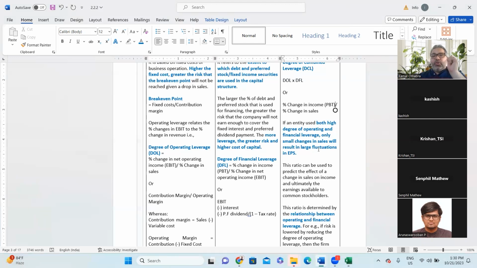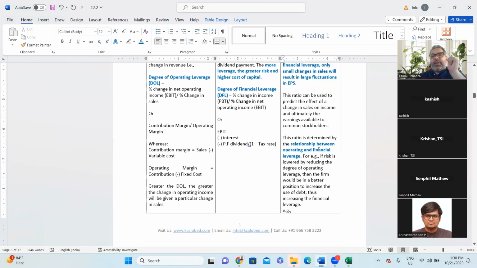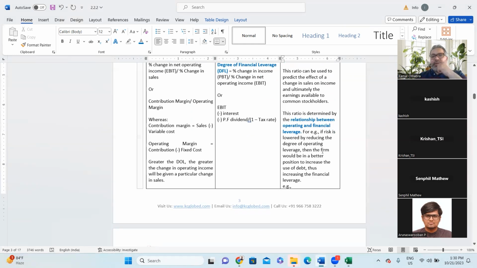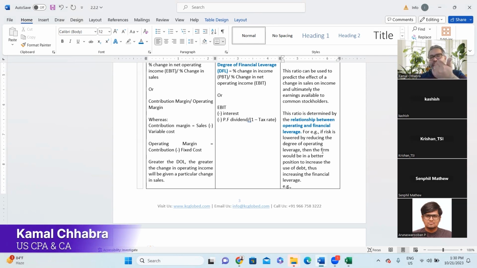The ratio can be used to predict the effect of a change in sales on income and ultimately on the earnings available to the common stockholder, right? The ratio is determined by the relationship between operating and financial leverage. How do you determine the ratio? You calculate operating and financial leverage individually, then multiply both of them. With operating leverage you understand the impact of operations. With financial leverage you understand the impact of financing cost, right?